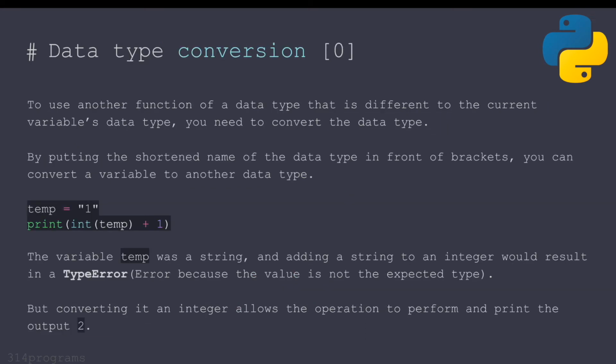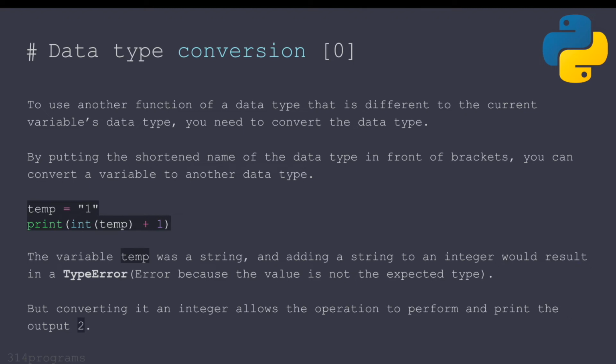To use another function of a data type that is different to the current variable's data type, you need to convert the variable's data type. By putting in the shortened name of the data type in front of brackets, you can convert a variable to another data type. This is similar to what we did on the previous slide, where we took the user input, which is a string, and converted it into an integer. Looking at the code, the variable temp was a string, and adding a string to an integer would result in a type error.